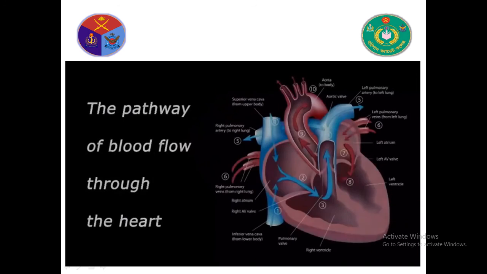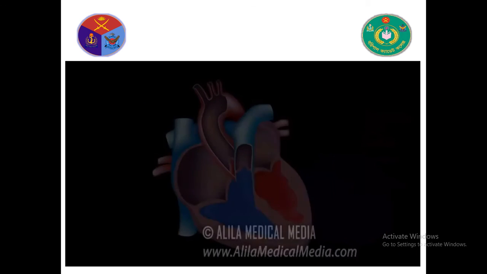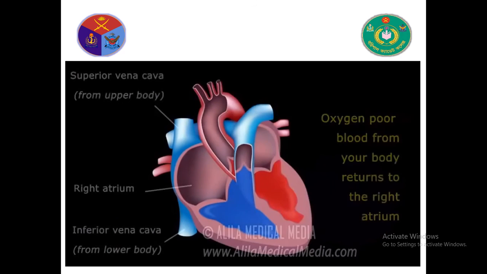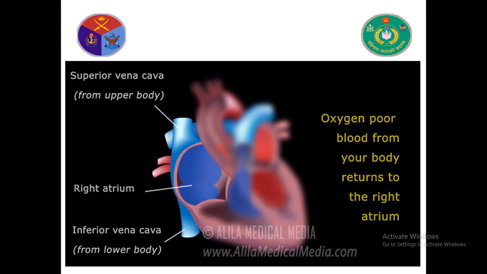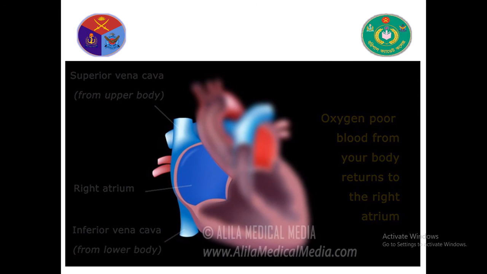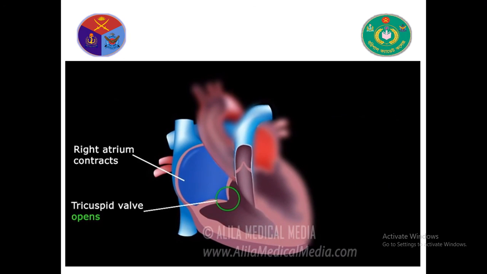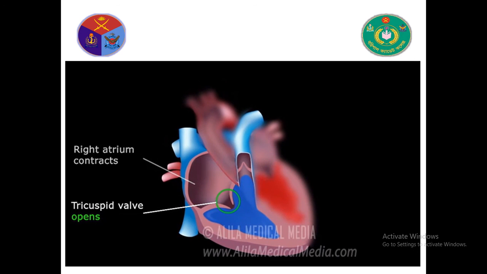The pathway of blood flows through the heart. Oxygen-poor blood from your body returns to the right atrium of the heart. Blood from your upper body returns through the superior vena cava. Blood from the lower body returns through the inferior vena cava. As the right atrium is filled with blood, it contracts, the tricuspid valve opens, and blood is pumped into the right ventricle of your heart.